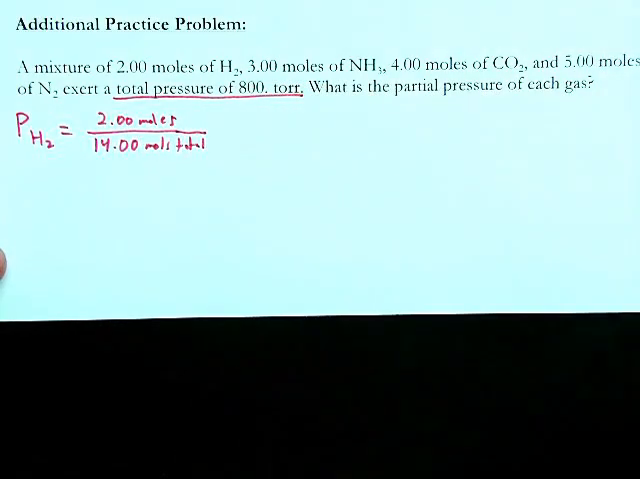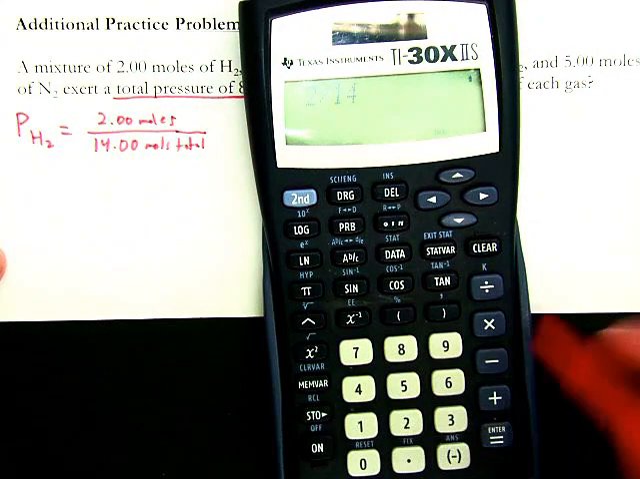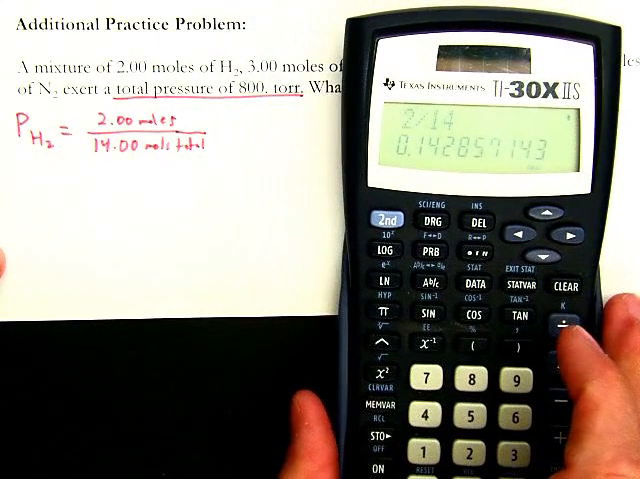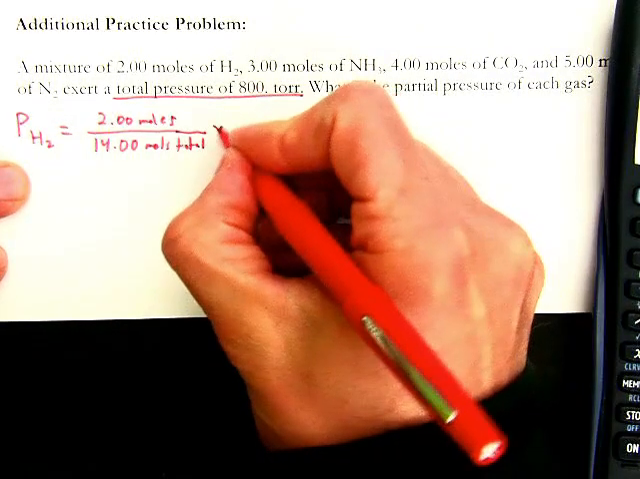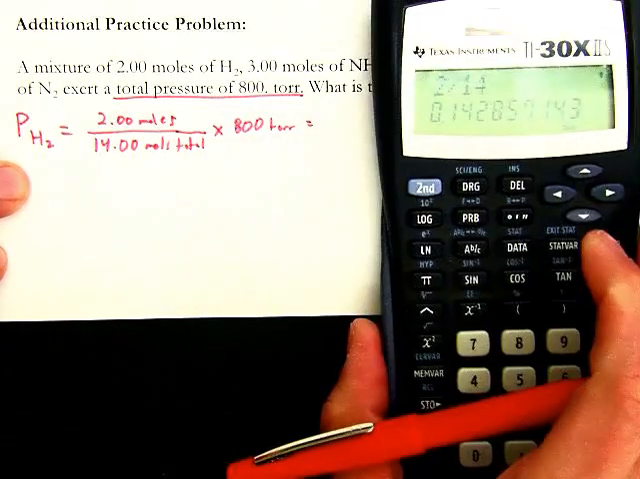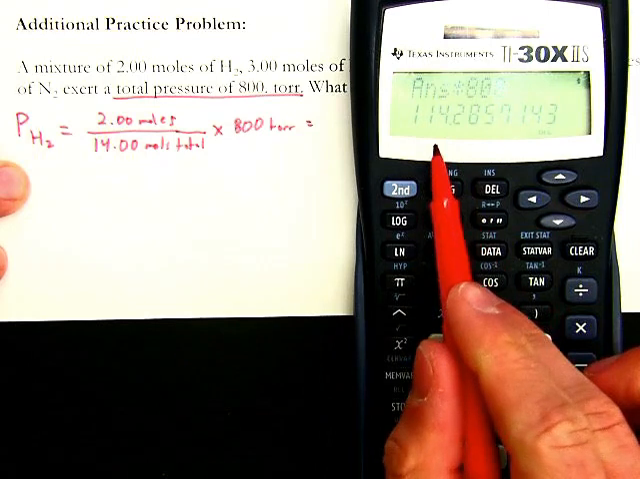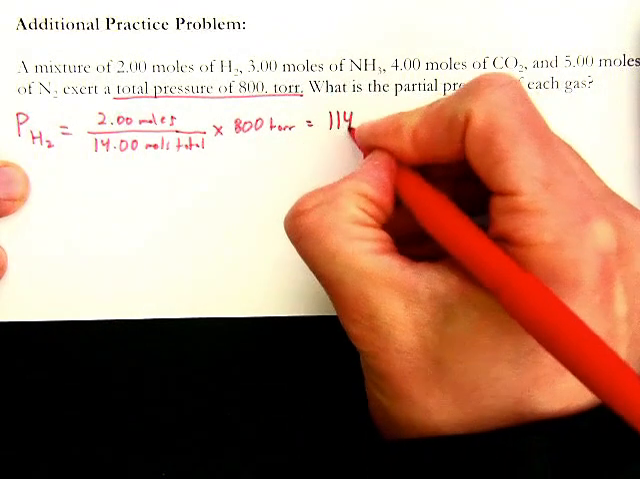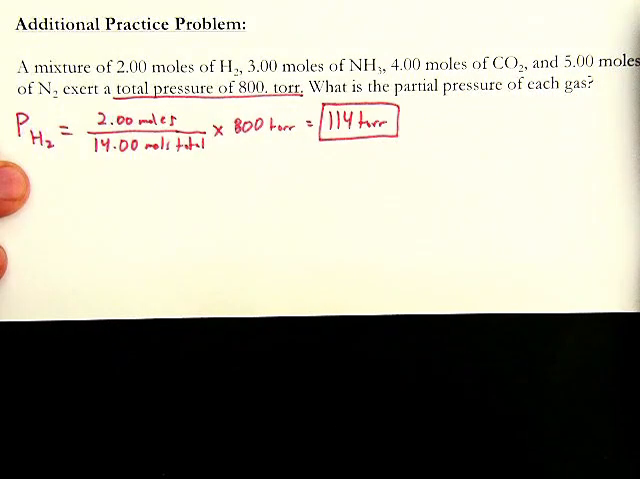So 2 out of the 14 come from hydrogen, right? So 2 divided by 14 gives us about 14% of the total pressure coming from hydrogen. So we're just going to take that times the total pressure, which is 800 torr, and we get about 114 torr. That's the pressure contributed by the hydrogen.